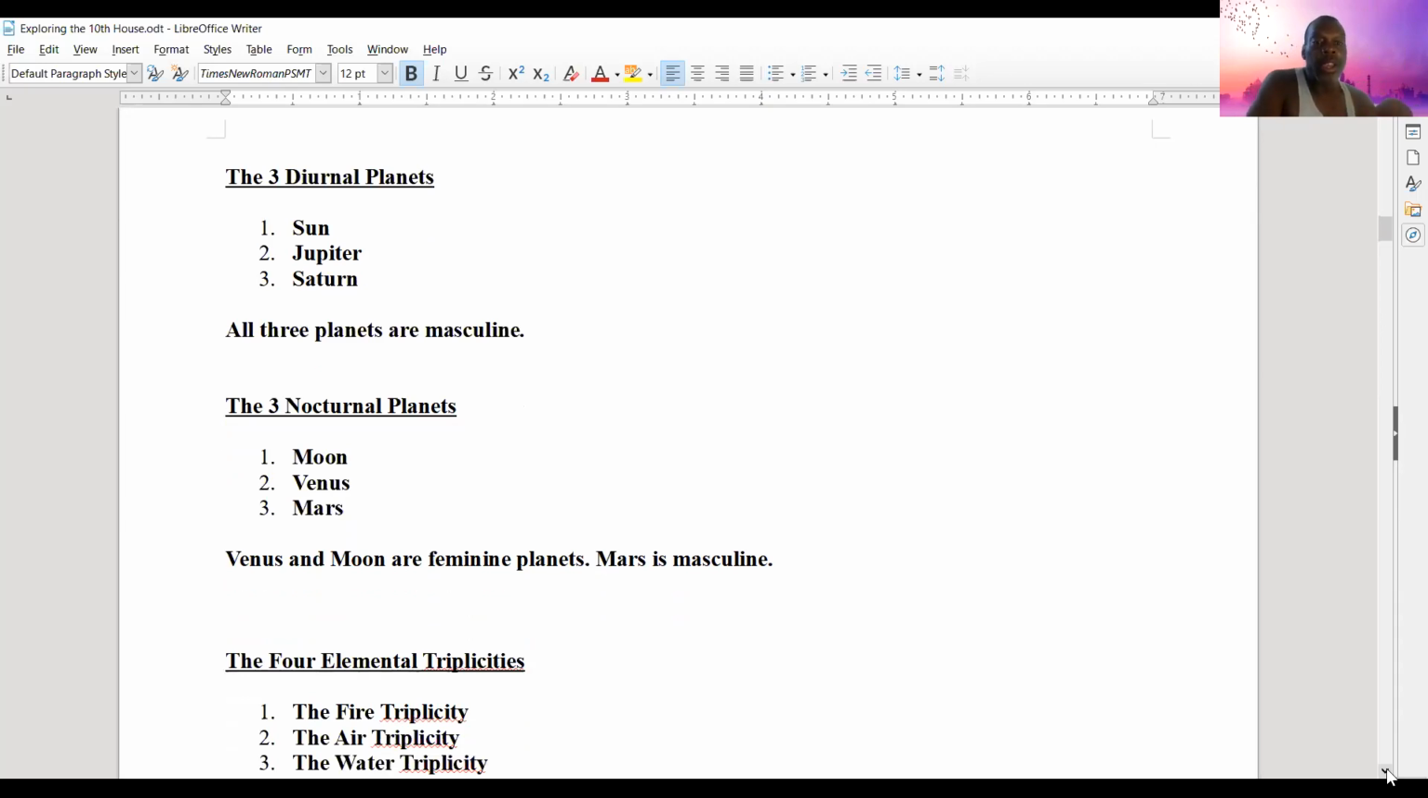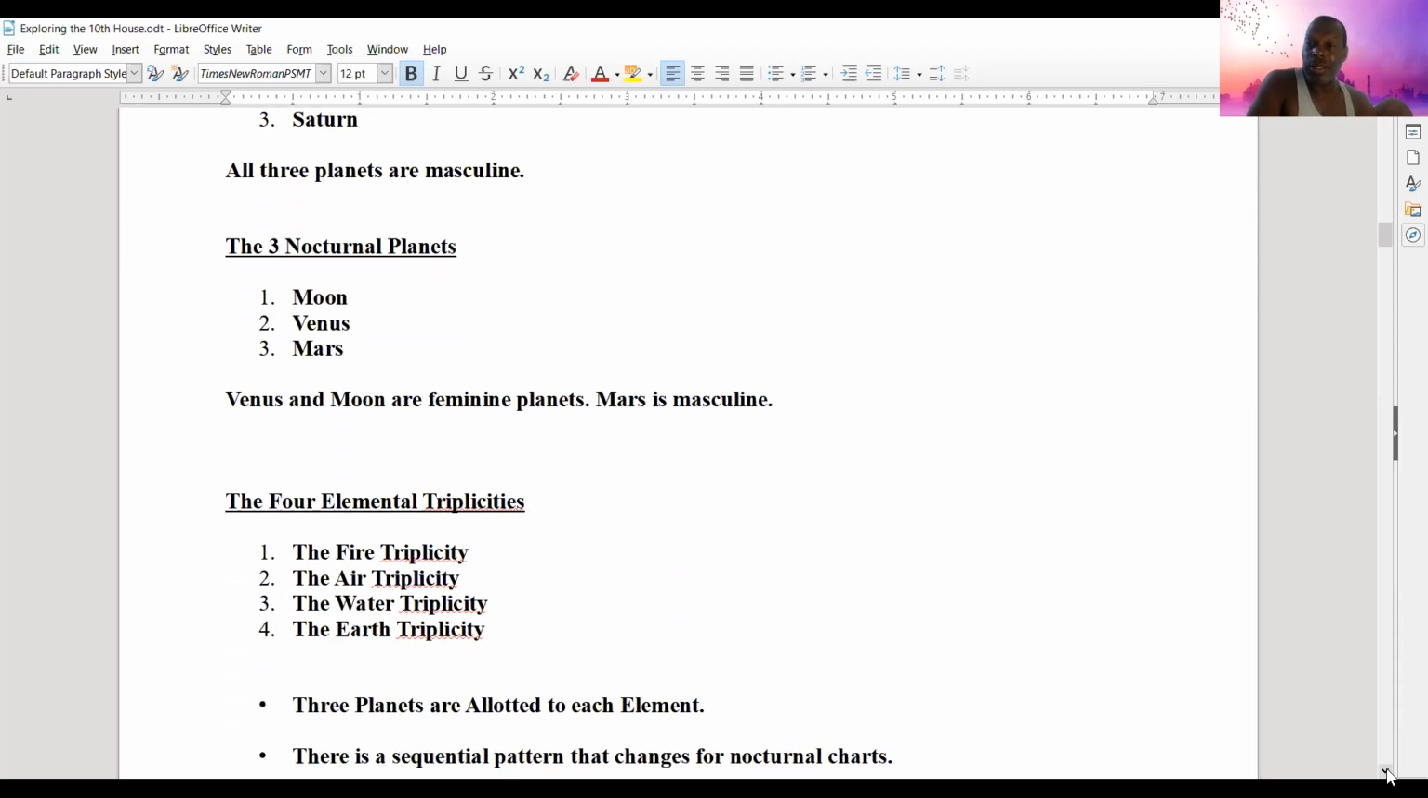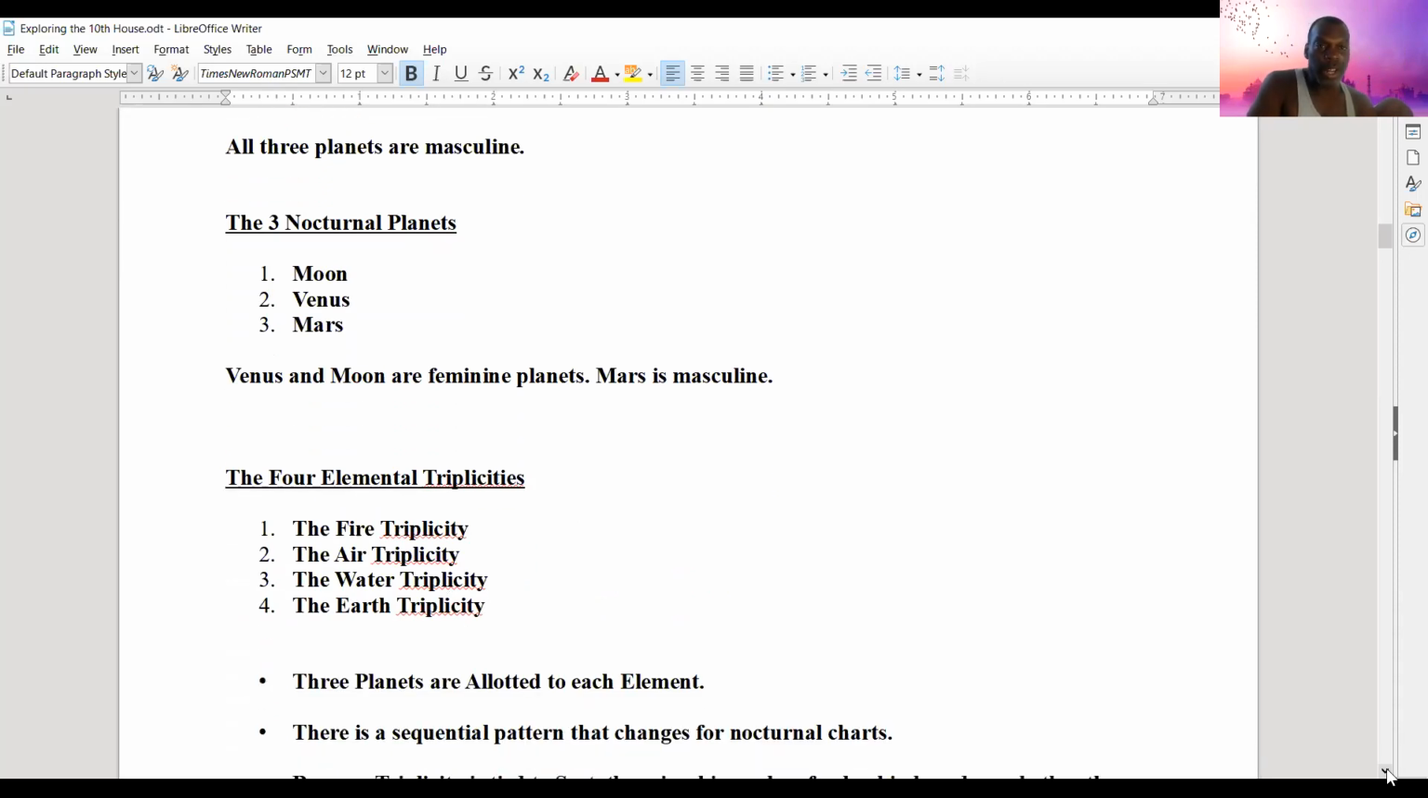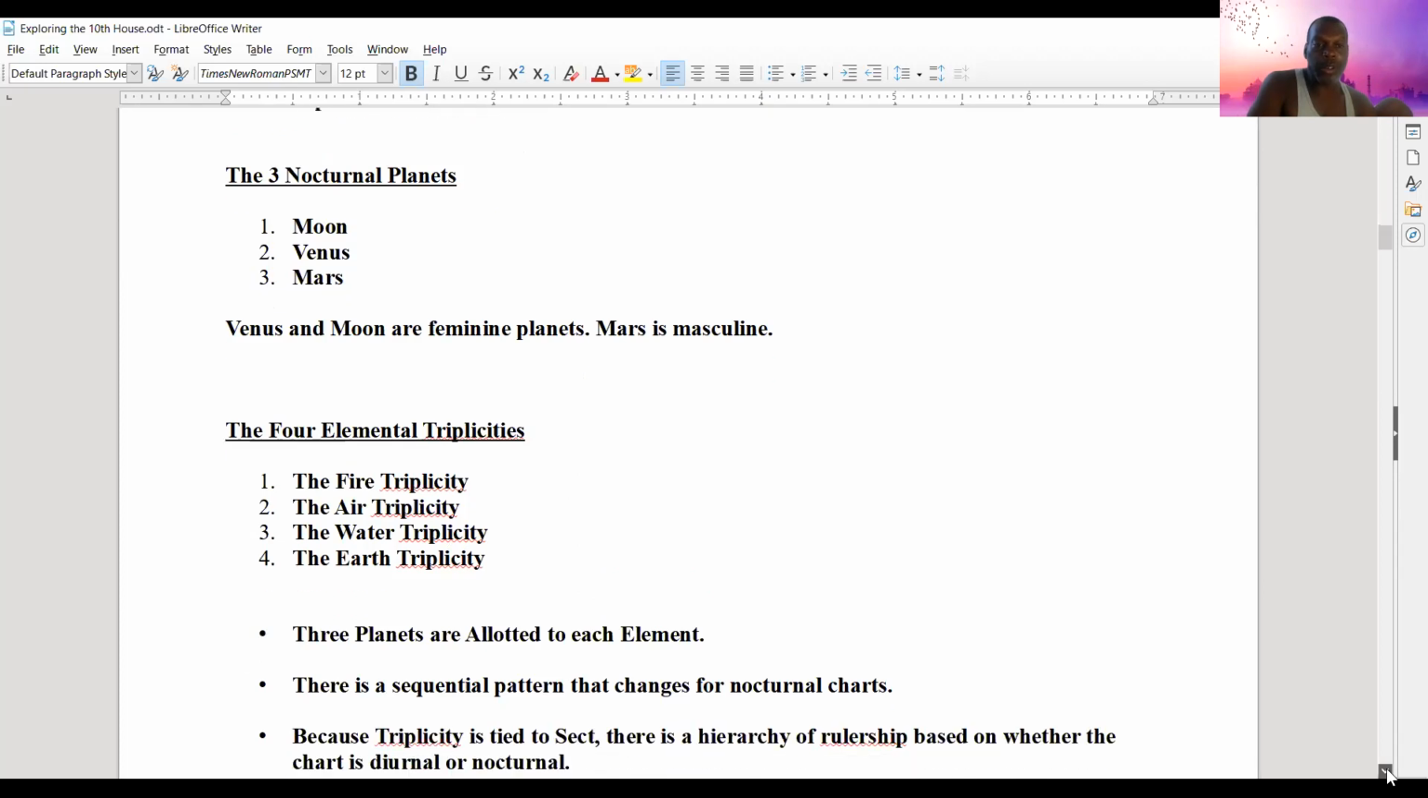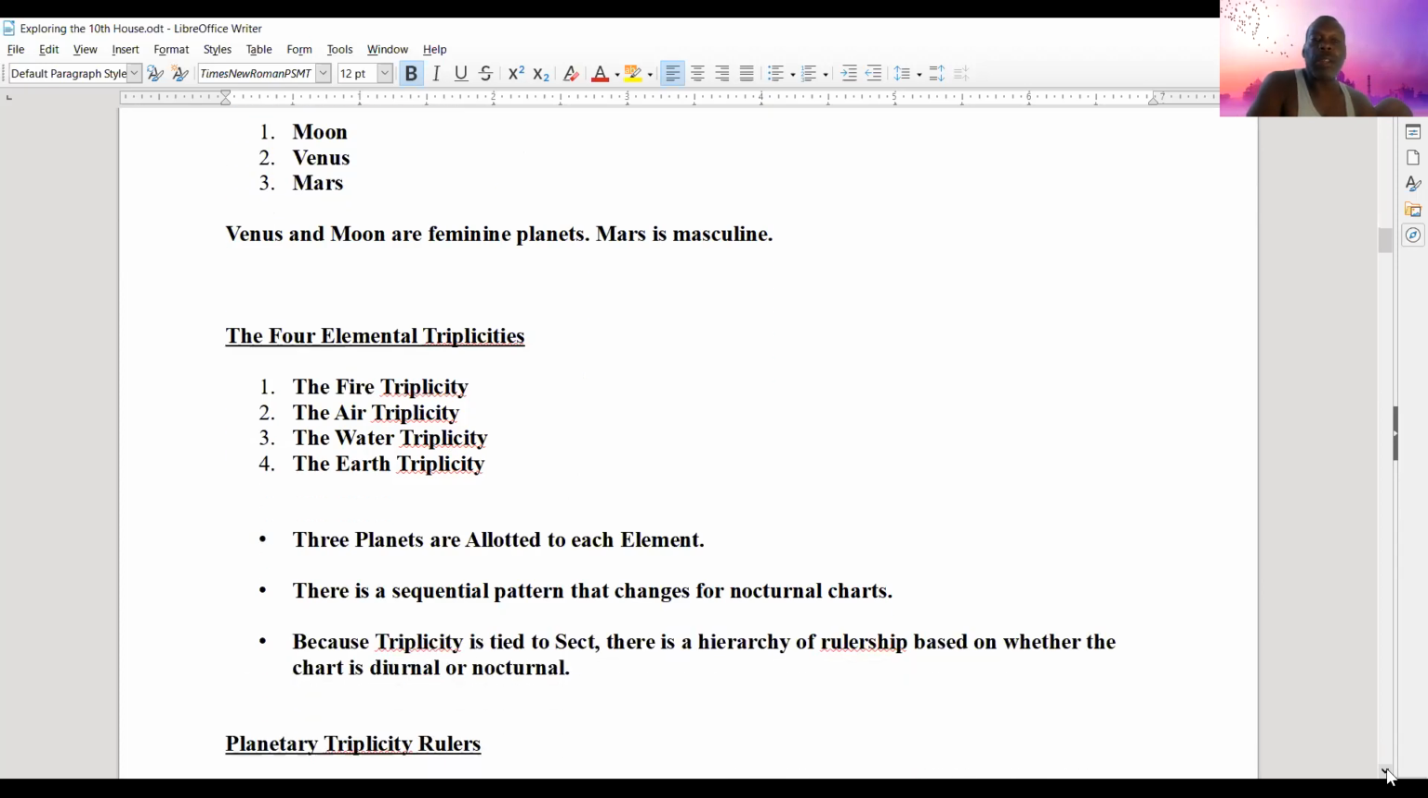All right. There are 4 triplicities. We just talked about that. The fire, air, water, and earth triplicity. 3 planets are allotted to each element. Remember, we said that already. 3 zodiac signs to an element. 3 planets to a sect, right? 3 planets rule 1 sect, and now 3 planets rule 1 element. All right, so 3 planets are allotted to each element.